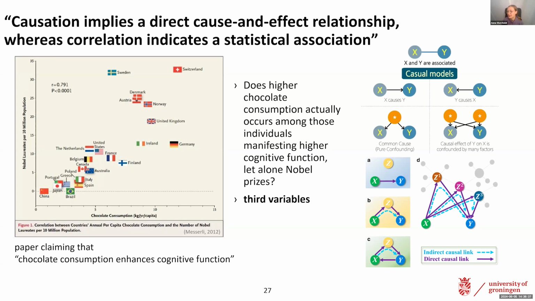So it could be that X is causing Y, or the other way around. It could be that you have a common cause that is a third variable. It could also be that the causal effects of Y and X are confounded by many different factors. It could be an indirect effect, a direct effect. So you have all these different causal links that you need to be potentially aware of.